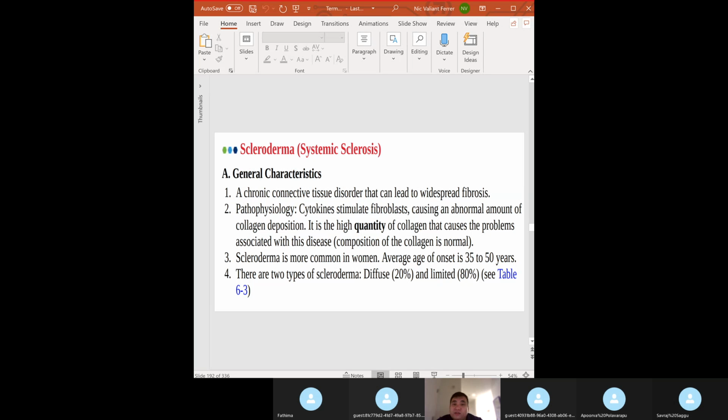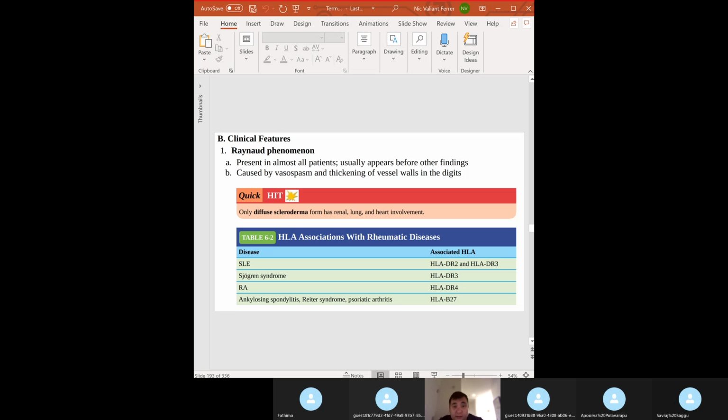Question: the most common causes of death in SLE are what? Two. High yield. The most common causes of death in SLE: you die via one, opportunistic infections, and two, renal failure. That's it. Clinical features of scleroderma: Raynaud's phenomenon, right? Don't forget, only diffuse scleroderma has renal, lung, and heart involvement. High yield also are the HLA associations with rheumatic diseases. Put a star there.